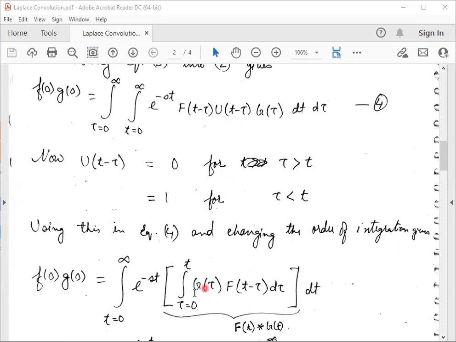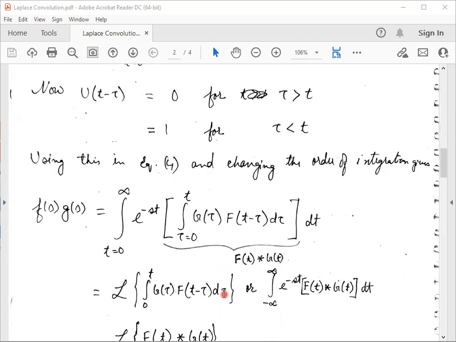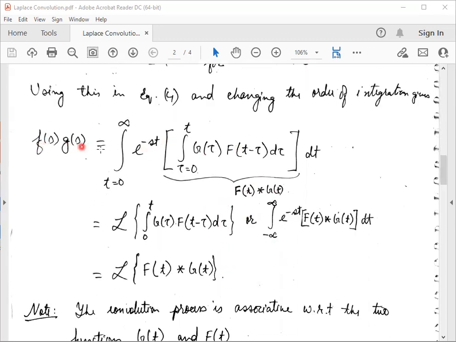So this u will give f of t minus tau, u of t minus tau, g of tau will give us this integration. And this term inside the bracket is nothing but the convolution of g and f. Convolution of, I repeat, f and g. You can also say convolution of g and f. So in other words, f of s g of s is equal to the Laplace transform of the convolution of f and g.